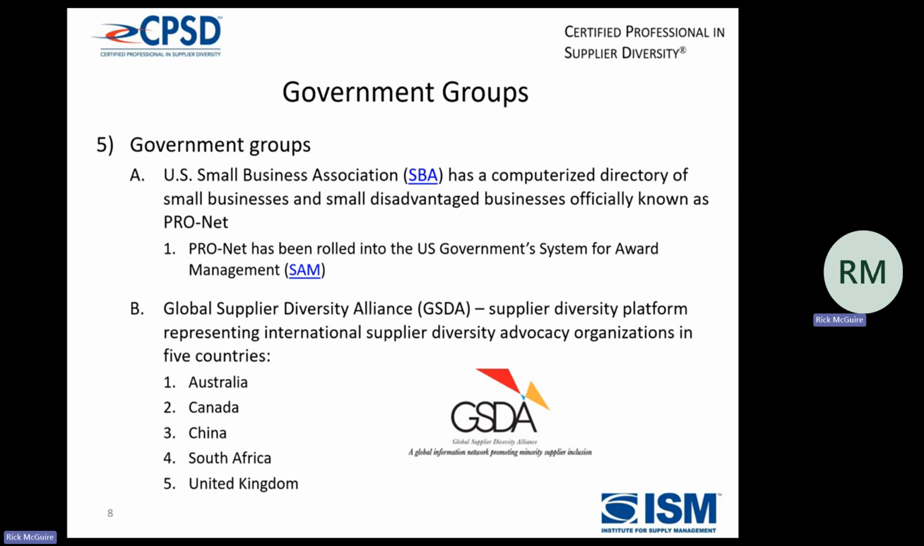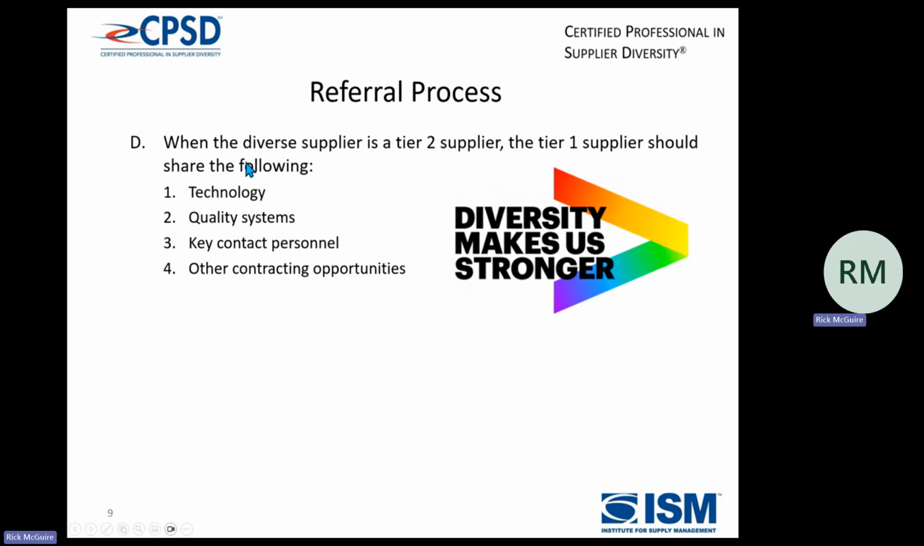The Global Supplier Diversity Alliance, a supplier diversity platform representing international supplier diversity advocacy organizations in 5 countries: South Africa, China, Canada, United Kingdom, Australia. And when the diverse supplier is a tier 2 supplier, the tier 1 supplier should share the following information: technology, quality systems, key contact personnel, and other contracting opportunities.